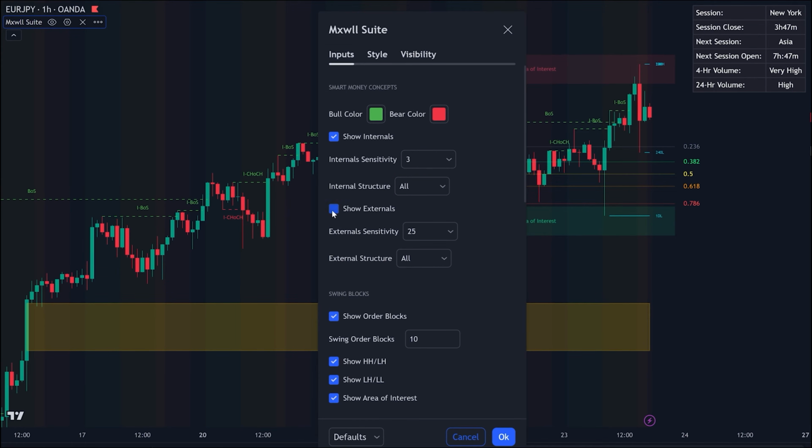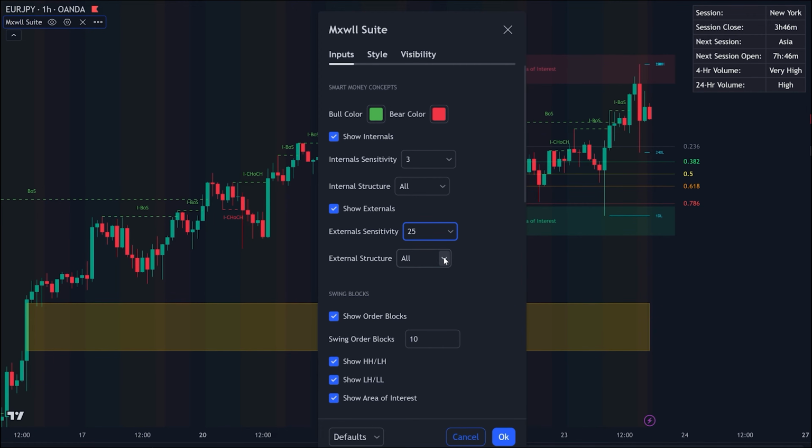You can choose to enable or disable the Show Externals option as per your preference. Set the externals sensitivity level based on your trading style. Higher sensitivity for long-term trends and lower for shorter-term integration.